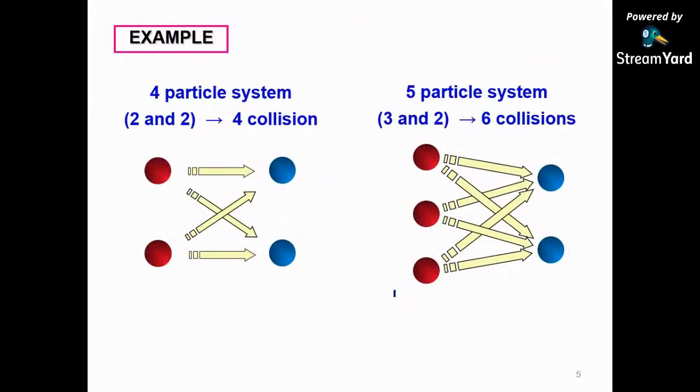So this is an example for the collision to happen. If there are more particles, the collisions increase. If there are 2 and 2, that's just 4 collisions. If there are 3 and 2, it can form 6 collisions. This means that with higher concentration, the chance for effective collision to happen increases. So the frequency of collision increases, and then the rate of the reaction increases.